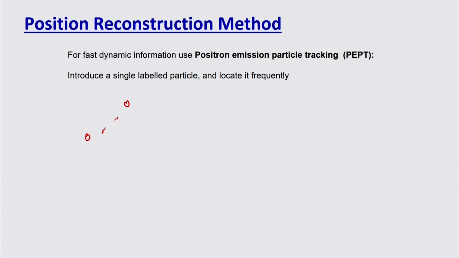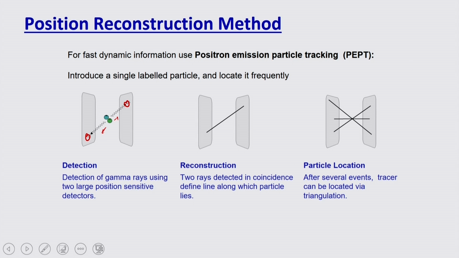So, say one line is this. Suppose this particle is there, this is a detector, this is also a detector. Several such incidents will happen: this one line, then there will be another line, then another line. Several such incidents will be taking place, you will see a huge number of lines, and wherever all those lines cut, that will be the position of the particle.